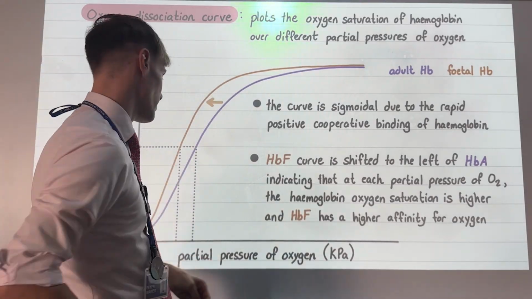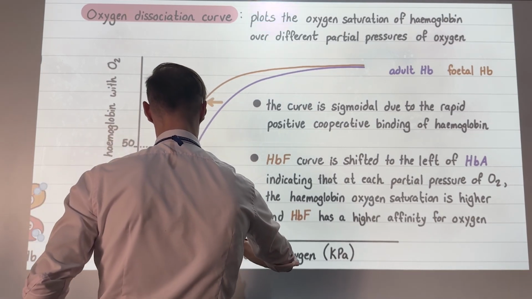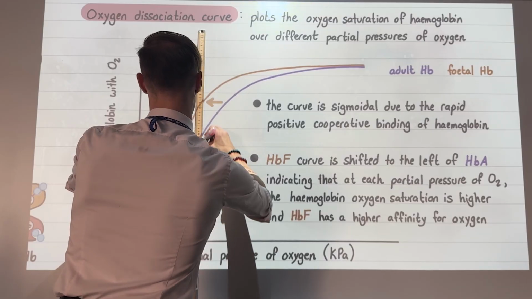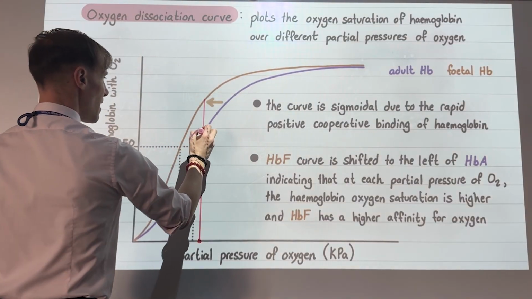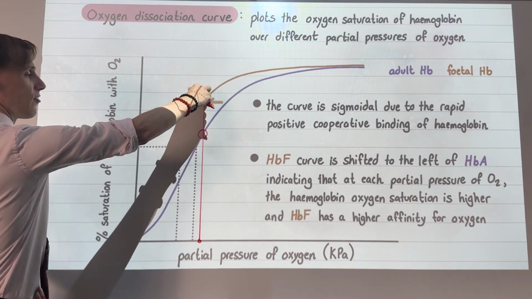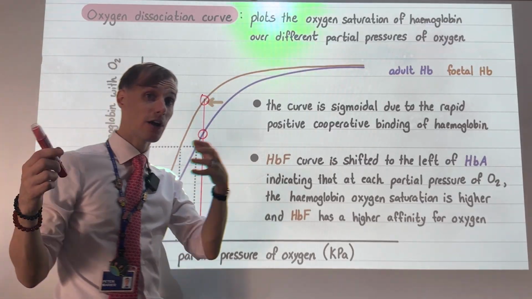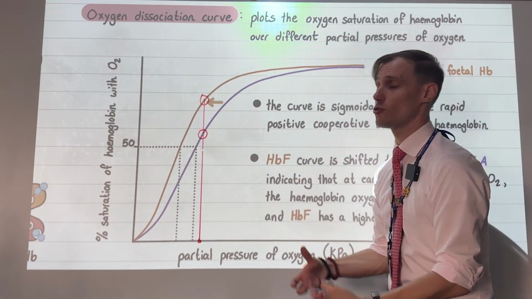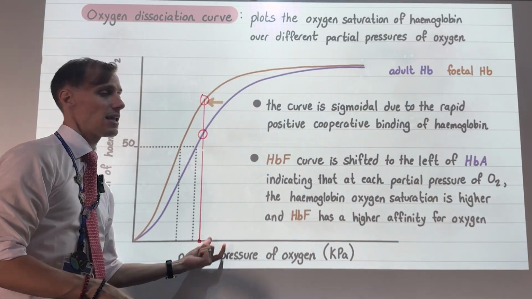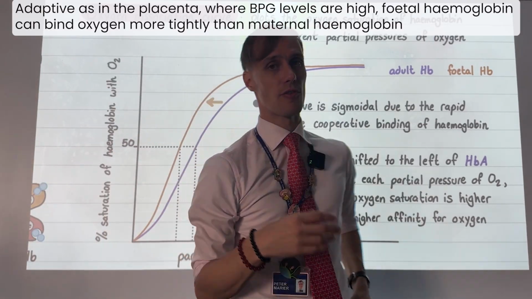Or another way of looking at this was, let's take a specific point here. Let's say this point right here. If we draw a line up from this point, then that means at any given partial pressure of oxygen, the fetal hemoglobin has a higher affinity than the adult hemoglobin. Therefore, fetal hemoglobin is able to acquire oxygen much more readily than adult hemoglobin at the same partial pressure. This is really, really adaptive and really, really important for fetuses.